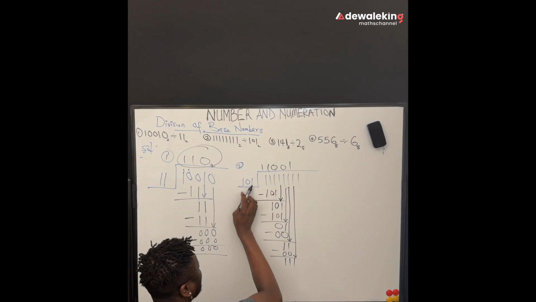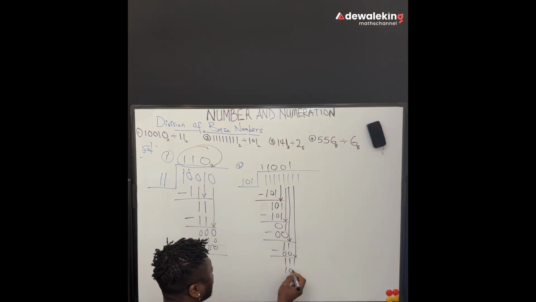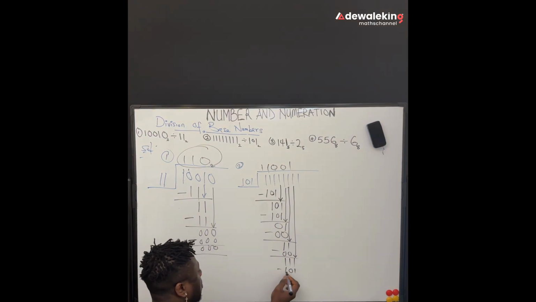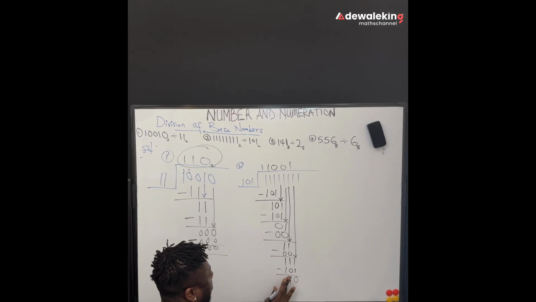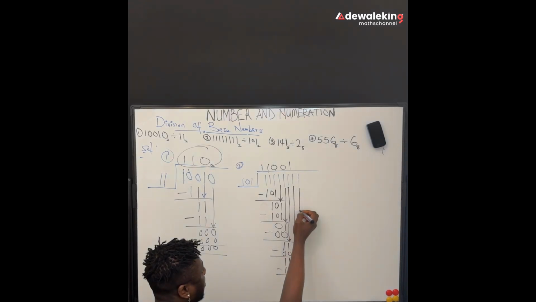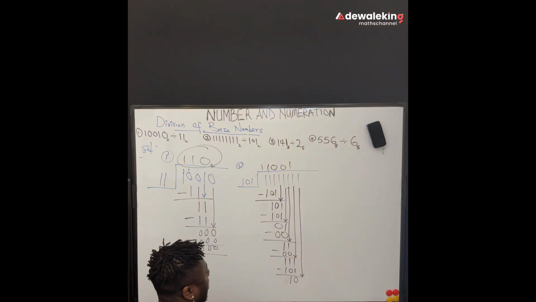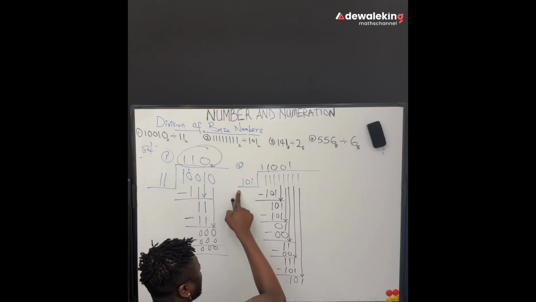1 times 101 will give us 101. So you subtract this. So this will be 1 minus 1, 0. 1 minus 0, 1. And this is 0. It's not needed. So we bring down this as 1. So we have 101, 101.